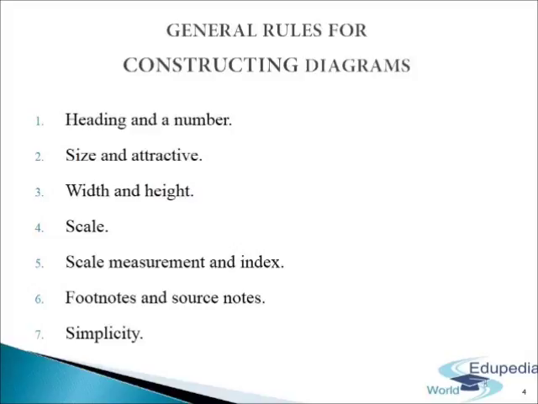Fifth, scale measurement and index. The scale of measurement on both x-axis and y-axis should be mentioned at the top right-hand corner of the diagram or just below the diagram. For example, 1 centimeter equals to 1 lakh or 1 crore of population and so on. When many items are required to show in a diagram, they should be shown through different colors, shades, dotting, crossing, etc. An index must be given for identifying and understanding the diagram.